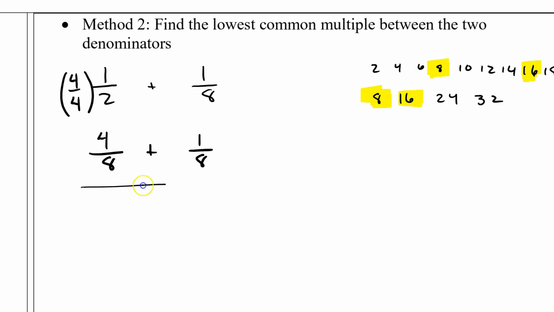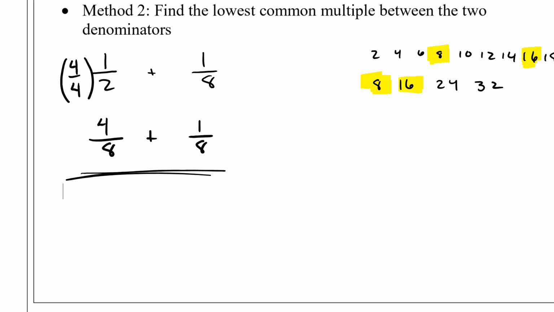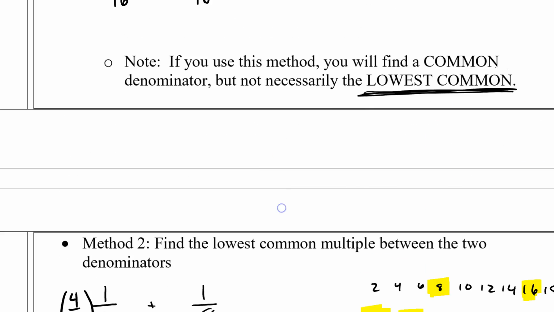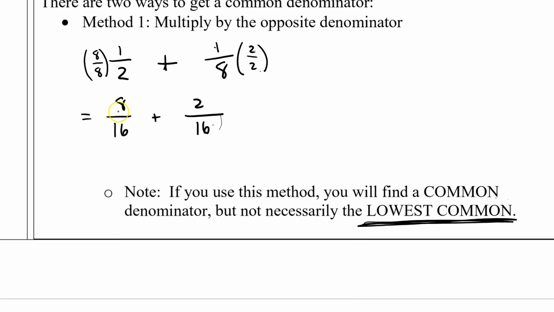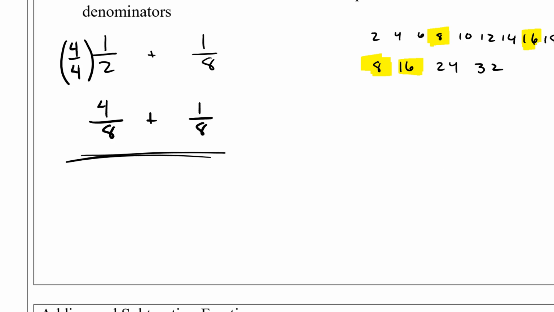What's so great about this method is that I know that it's going to be in lowest terms when I start adding. Whereas this one right here, neither one of them are in lowest terms. So my final answer, I'm going to have to divide by 2 for sure. Maybe a little bit, maybe I'll have to do something else. But this one, when I look at it, 4 plus 1 is 5. So I'm going to have 5 eighths. Whereas this one, 8 plus 2, I'm going to have 10 sixteenths, which needs to be in lowest terms. Whereas this one already comes in lowest terms.